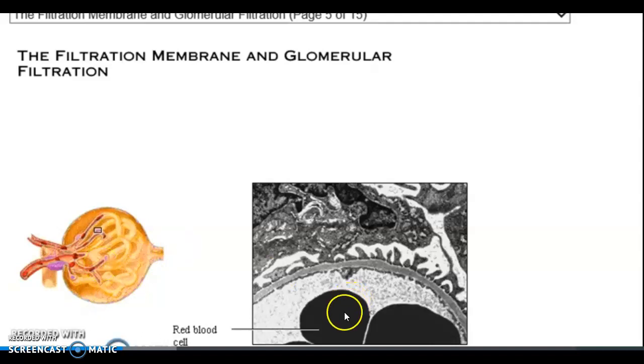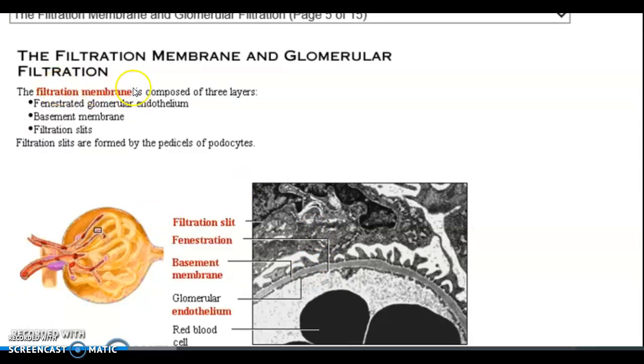So what we have to do is, if you'll notice, here is the inside of the capillary. So here's plasma and here's a red blood cell, but the contents of the blood that we're filtering out have to go through three parts of the membrane. Okay, the filtration membrane, the three layers it has to go through is, first of all, fenestrated glomerular endothelium.